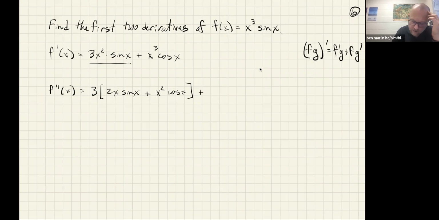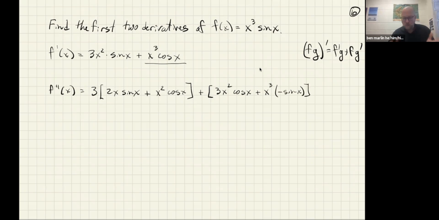Plus, now I'm going to think about the x cubed cosine x instead. And for it, we will, like before, use the product rule. The derivative of x cubed is 3x squared, leave the cosine alone. Plus x cubed times the derivative of cosine, which is minus sine. And now we just have to simplify. In this case, we'll probably have some terms that go together in order to simplify a little bit.